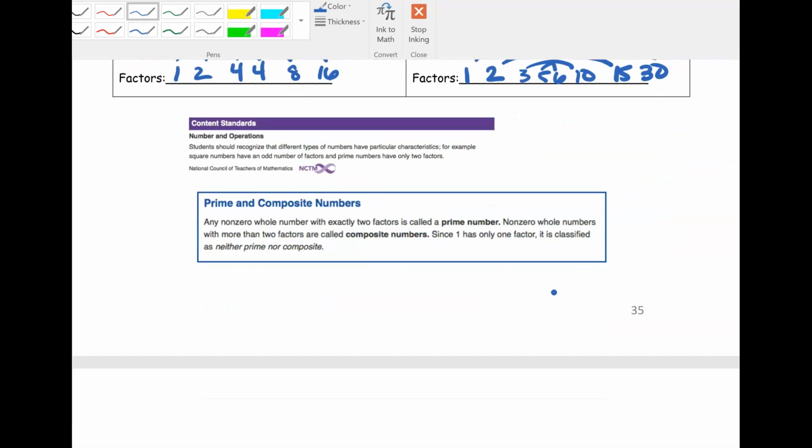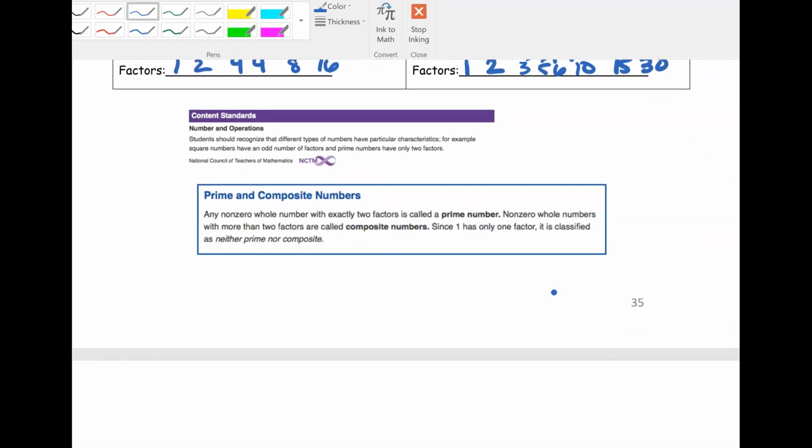Down here is the definition for prime and composite numbers. So a prime number is a whole number with exactly 2 factors, and a composite number is a number with more than 2 factors. I want to really highlight this definition. I don't know about you, but when I went to elementary school, I learned a different definition.